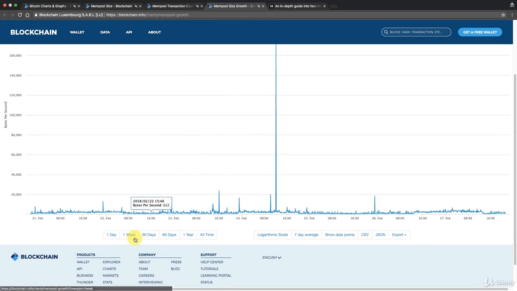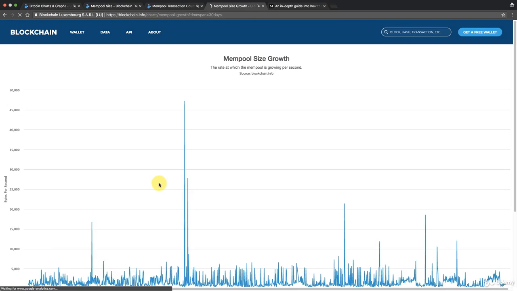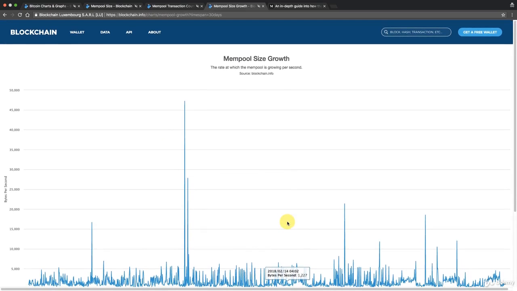So this is the speed at which it's growing. Not very varied, this chart. Let's have a look here. Yeah, it's more or less consistent.